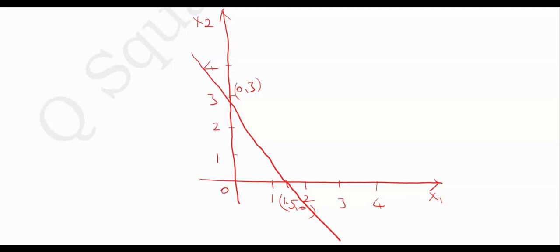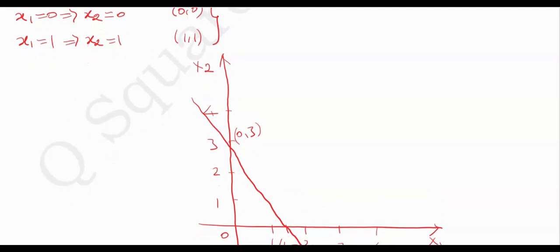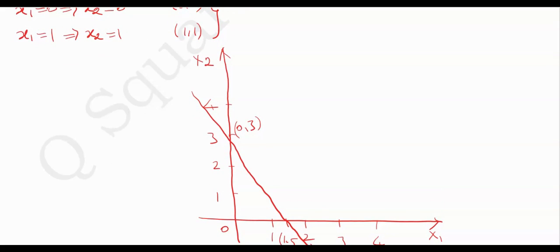The name of this equation is 2x1 plus x2 greater than or equal to 3. Now we draw the second line, which passes through the origin. The name of the line is x2 minus x1 greater than or equal to 0.